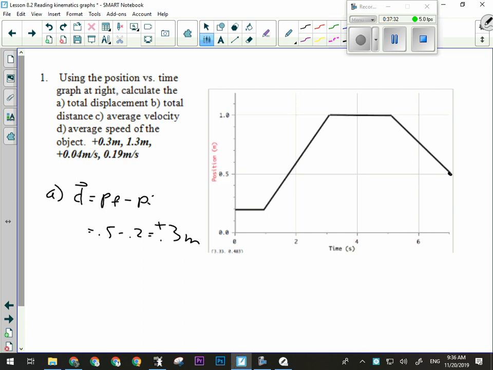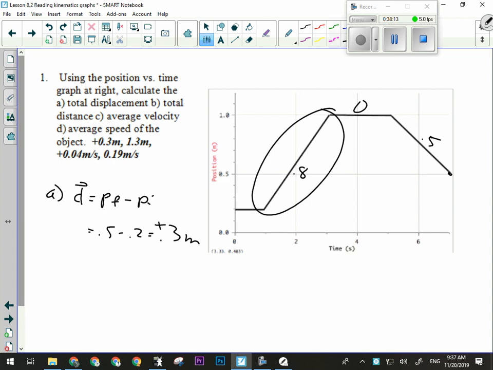Well, I want to calculate the total distance. Does that care about direction? No. But I need to look at this graph now piece by piece, not as one complete whole. How far do I go here? 0. The position doesn't change during that time. During this part of the graph, it goes from 0.2 to 1, which is how far? 0.8. Here it goes 0. And then from here it goes from 1 to 0.5, which is 0.5 meters. So my total distance traveled is 0.8 plus 0.5, 1.3 meters.